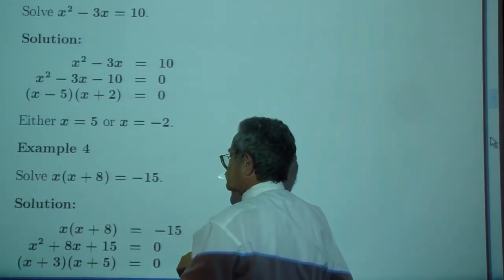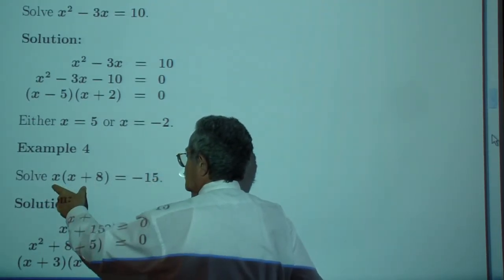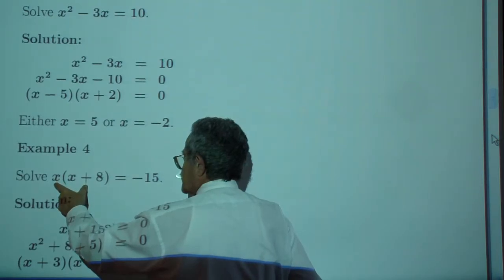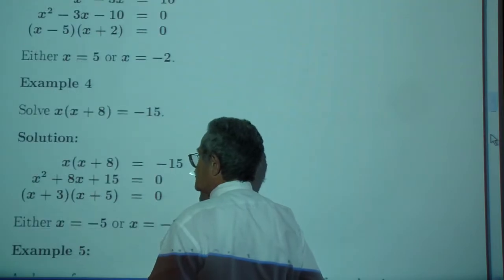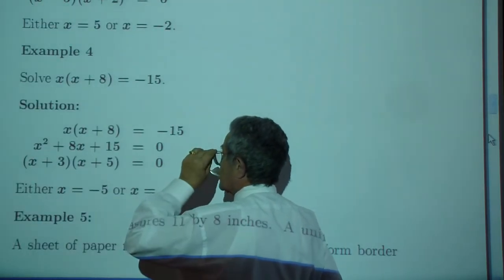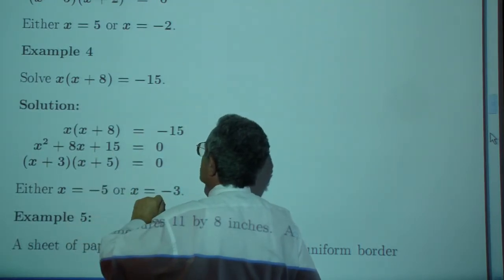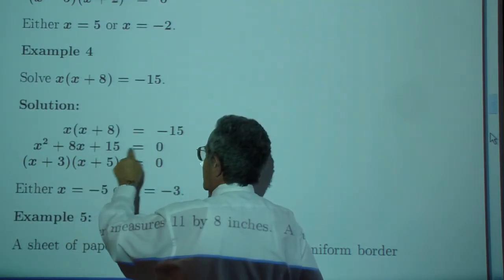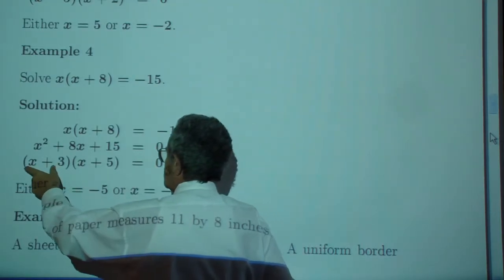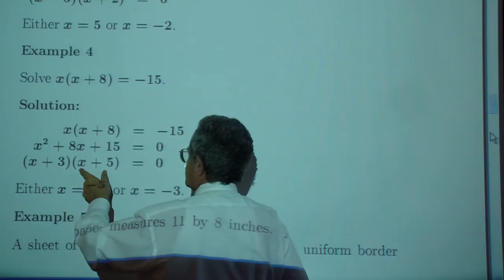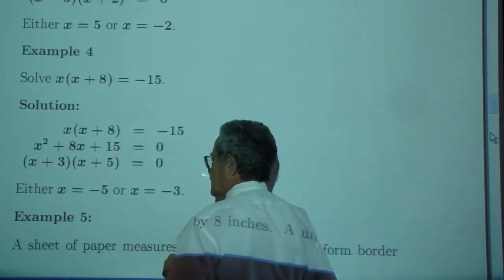Example 4. We want a 0 on the right, and we want a sum of the second degree and the first degree, so we're going to distribute before we do anything else. That gives us x squared plus 8x plus 15, which is 0. The 15 came from adding 15 to both sides. This factors as x plus 3 times x plus 5, which is 0. Solution, x is negative 3, x is negative 5.